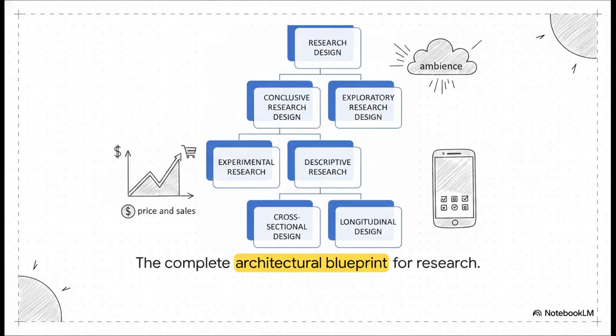Let's see how this builds, bringing it all together to look at the complete architectural blueprint for business research one last time. We've seen how exploratory research helps us define fuzzy concepts like ambiance, how descriptive research gives us conclusive, hard data on things like smartphone features, and how experimental research definitively proves cause and effect, like the relationship between price and sales. Every single piece of this taxonomy fits perfectly together.